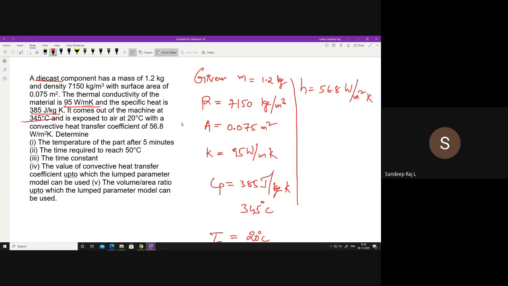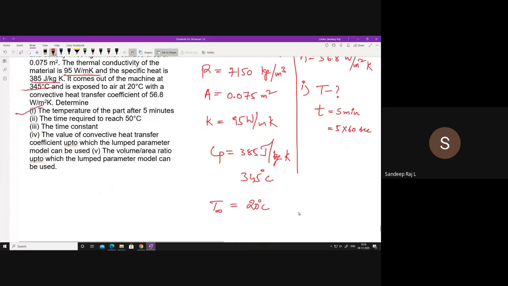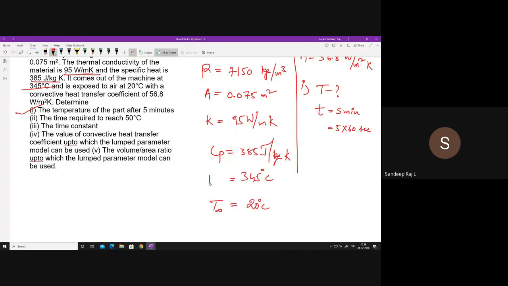It is asking you to find out, let's solve the first one first. The first question is asking the temperature of the part after 5 minutes. What is asked is temperature, and the time he is giving you. Time is 5 minutes. You have to take it in seconds, 5 into 60 seconds. So you have everything with you in this question. You have to solve for it. So this temperature he is asking will obviously be T, and T naught is the initial temperature.